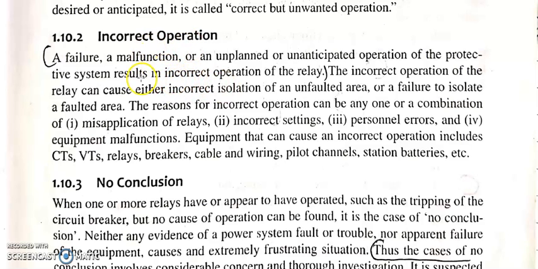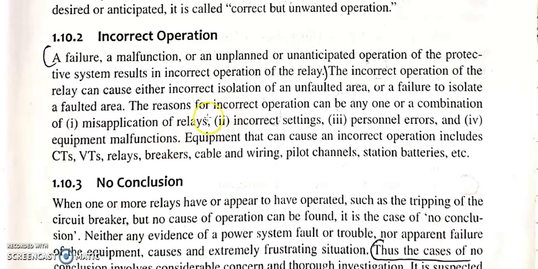See, sometimes in the power system, something fails to work. That is, a failure in the power system may cause incorrect operation of the relays. Okay, so due to this, our system will not work properly. So the reasons for such failure in isolating the faulty part from the healthy power system may be, first, misapplication of relays. Second one is incorrect settings. Third one is personal errors. Fourth one is equipment malfunctions. These are the four reasons why our system may fail.